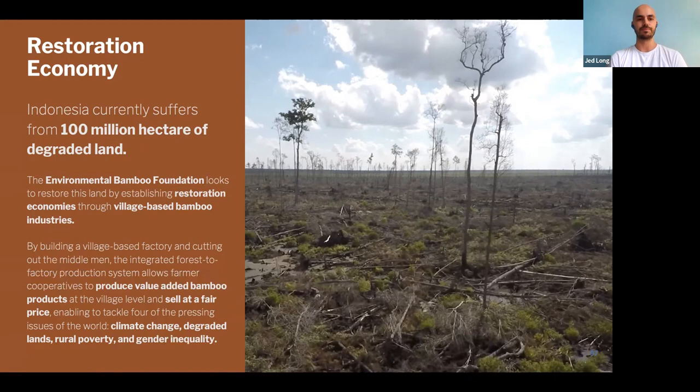However, whilst their project has been looking at increasing the supply of bamboo and bamboo products, they also at the same time have needed to find a way to increase demand for bamboo. Next slide, please.